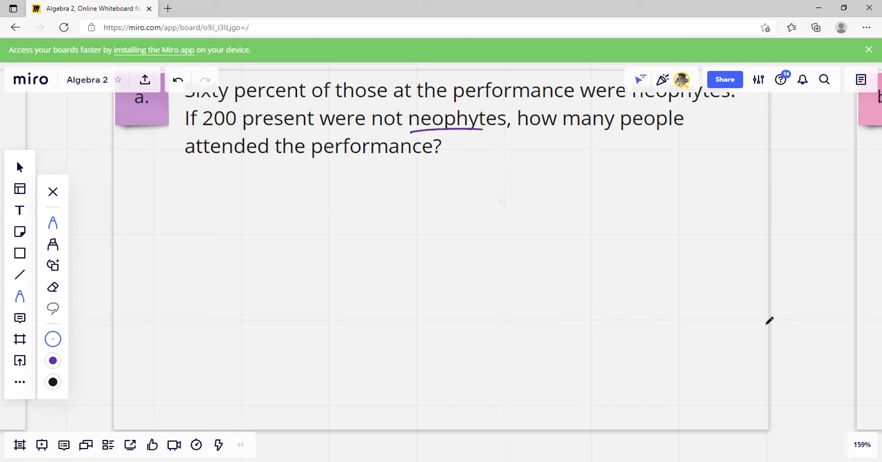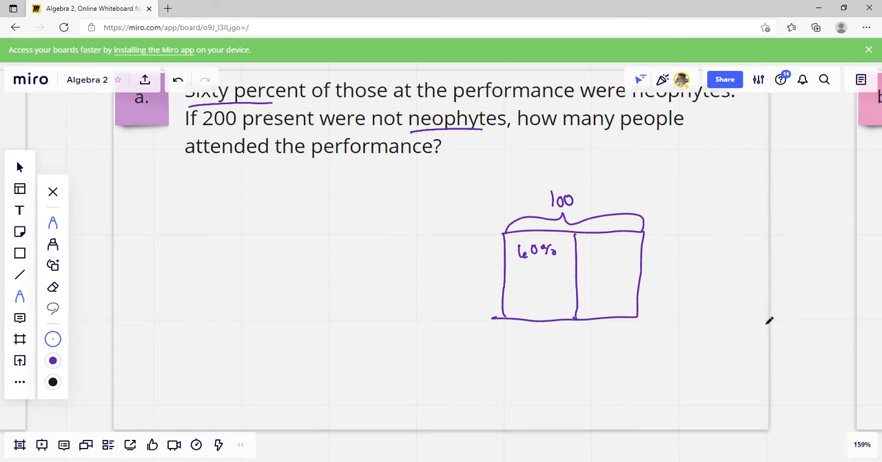So we're going to start with a diagram. 60%, so we're going to start with 100%. And then we're going to divide that into 60% right here. The whole thing is 100%. That means this part would be 40%. Okay, so 60% were neophytes. We'll just call them neo. 200 were not. Okay, this is our not pile right there. And there's 200 in here.